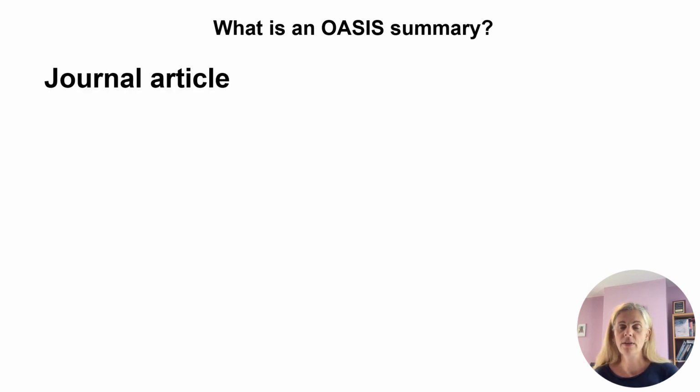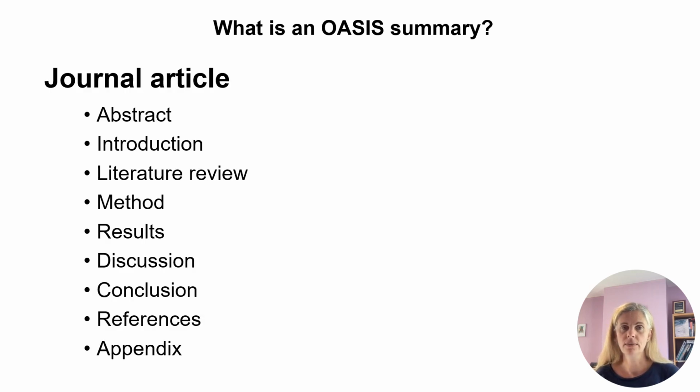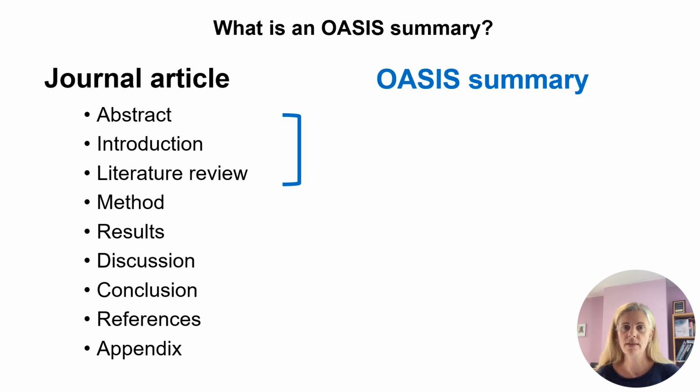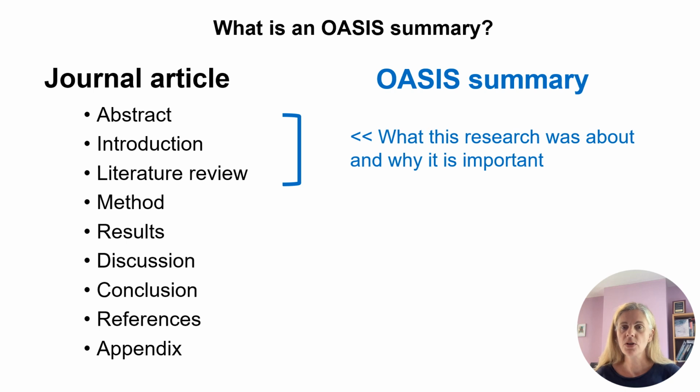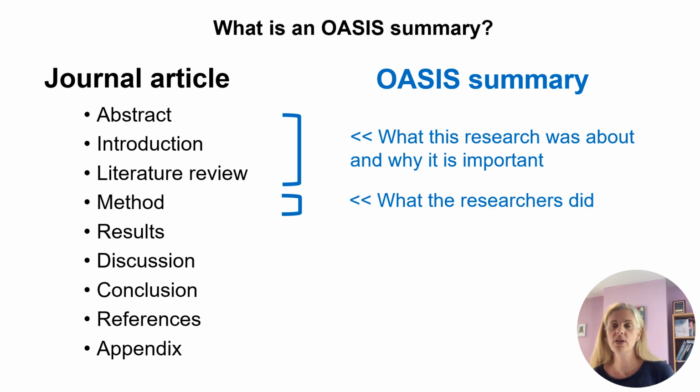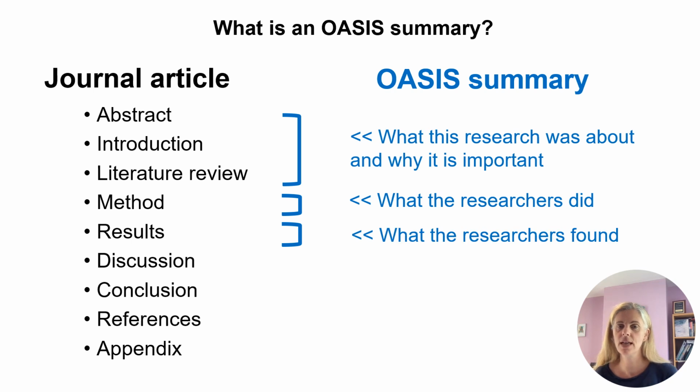You'll be familiar with the sections of a journal article. OASIS captures some elements of these. A section called What This Research Was About and Why It's Important captures elements of the abstract, introduction and literature review. The methods are captured in what the researchers did, results in what the researchers found, and the discussion and conclusion is reflected in the section Things to Consider.